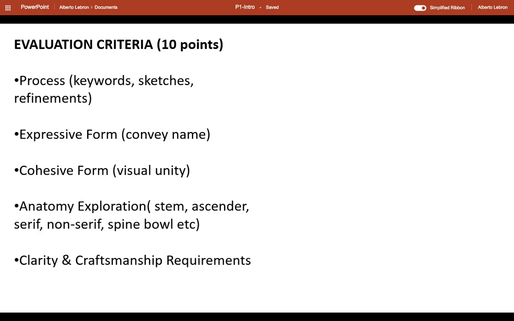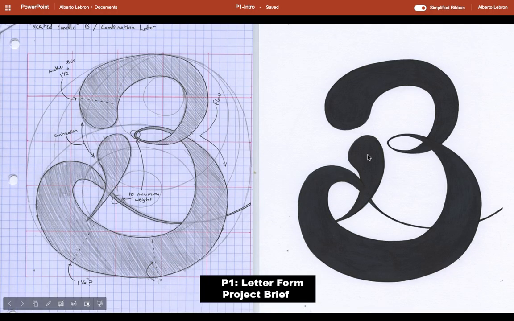Clarity and craftsmanship requirements: are you just following the requirements that are listed? And that is the project brief for our first project, letter forms.